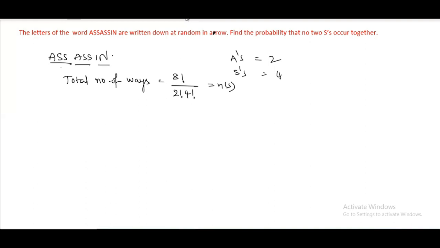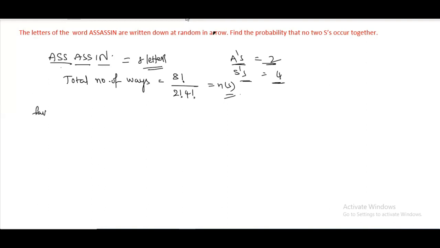This is our total possible outcomes, n(S). So we have 8 letters in total. In these 8 letters, we have 2 of one letter and 4 of the S letter. So the total number of ways we can arrange this is 8 factorial by 2 factorial into 4 factorial.